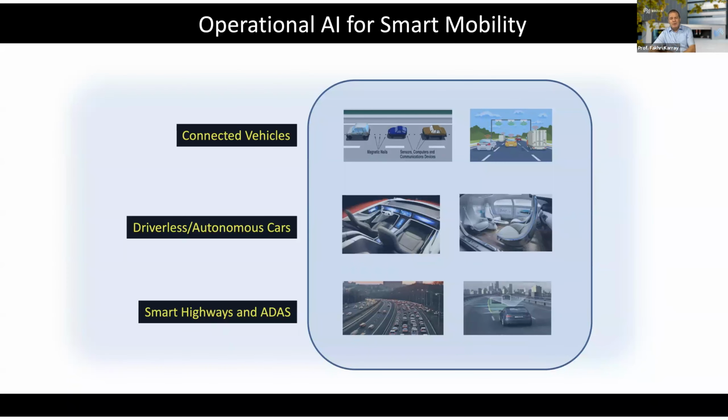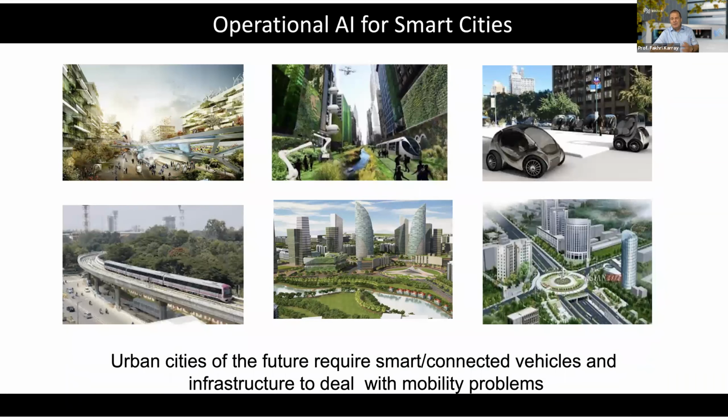These are some of the projects that I have worked on with students and colleagues over the past few years in the area of smart mobility systems, connected vehicles, driverless autonomous cars, smart highways, and ADAS systems. We have utilized the latest tools of operational artificial intelligence in the design of smart cities, basically smart hospitals, smart factories, and smart transportation systems within the context of the smart city model, the connected vehicle and the infrastructure.